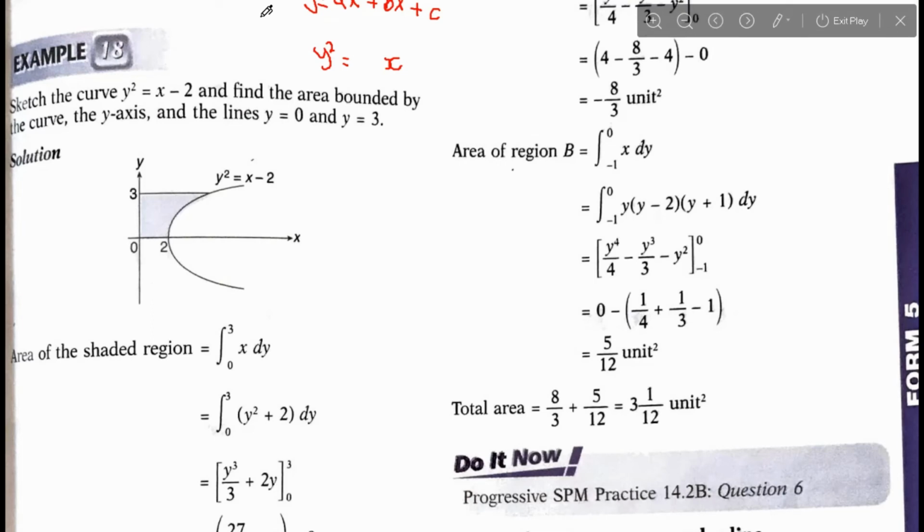Example 18. Sketch the curve y squared equals x minus 2 and find the area bounded by the curve, the y-axis and the lines y equals 0 and y equals 3. So how do we sketch this curve y squared equals x minus 2?